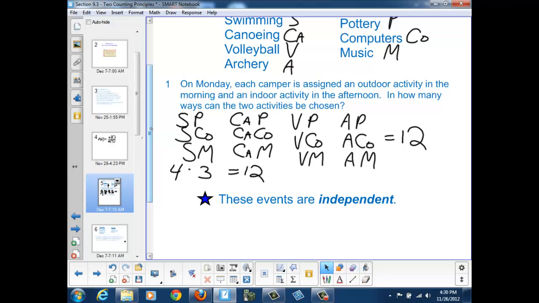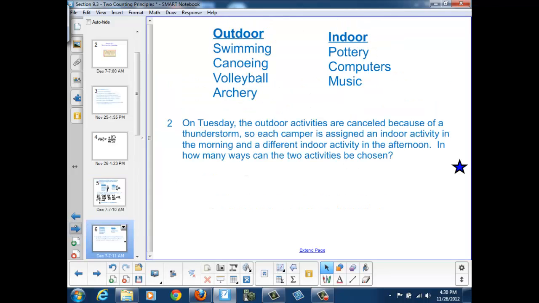Let's look at another example. Here on Tuesday, the outdoor activities are canceled because of a thunderstorm, so each camper is assigned an indoor activity in the morning and a different indoor activity in the afternoon. In how many ways can the two activities be chosen? Well, in the morning, I have three choices: pottery, computers, and music. So three choices. In the afternoon, I don't have three choices anymore because I've eliminated one from my choice in the morning.